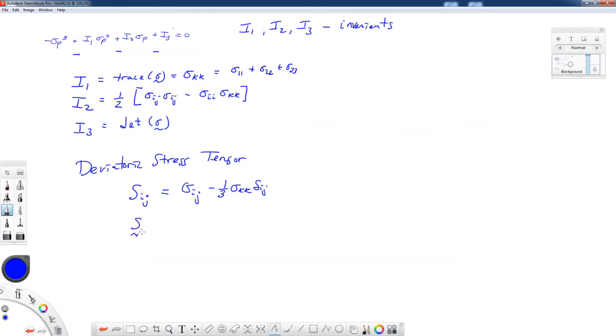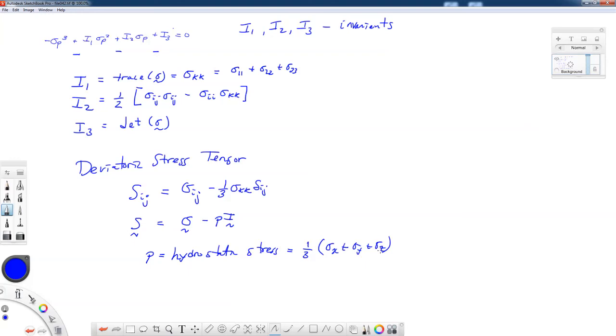Without the index notation, the way I would write this would be S is equal to sigma minus the hydrostatic stress P times the identity tensor, where P, go ahead and write that down, the hydrostatic stress, is 1/3 of, depending on how you want to write this, sigma x plus sigma y plus sigma z. It's equal to the average normal stress in the material.